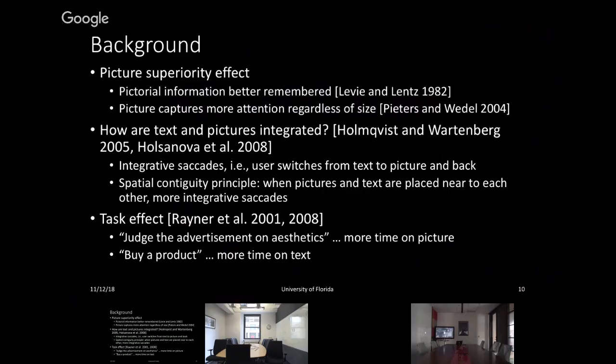So researchers in cognitive psychology have found that if you were to ask people to look at advertisements for the purpose of judging aesthetics, they spend more time looking at the picture. Whereas if you ask them to buy a product, they spend more time looking at the text. So there's a lot of evidence. Given the scenario that we're going to consider, it doesn't converge to one nice answer that we would like to have.